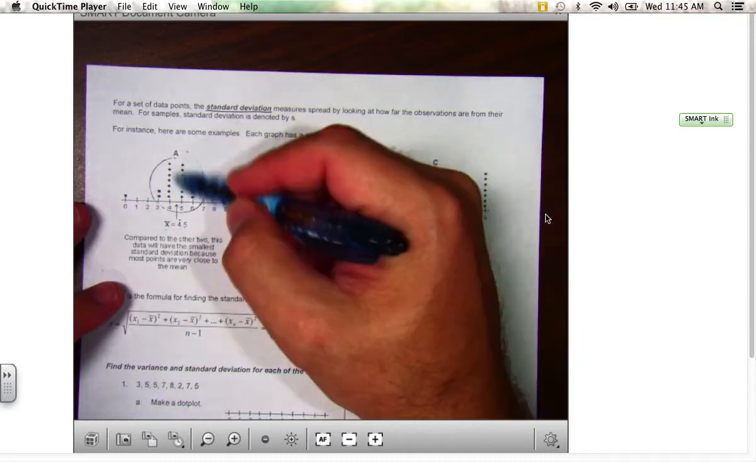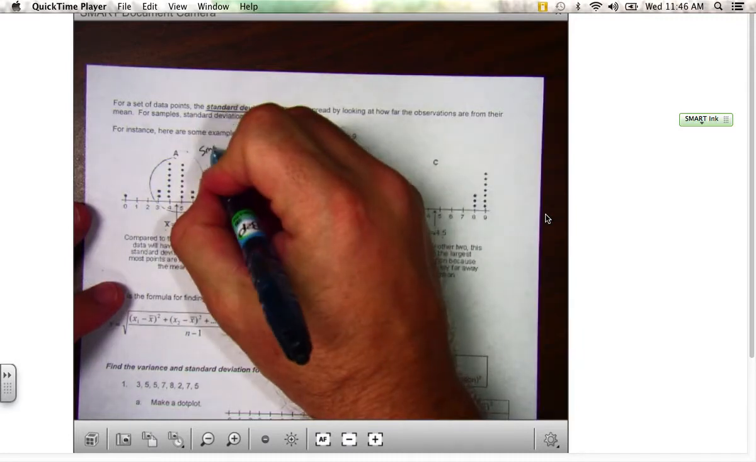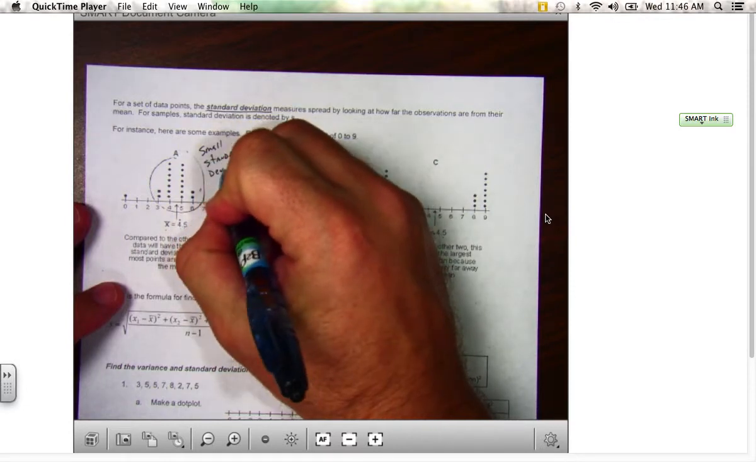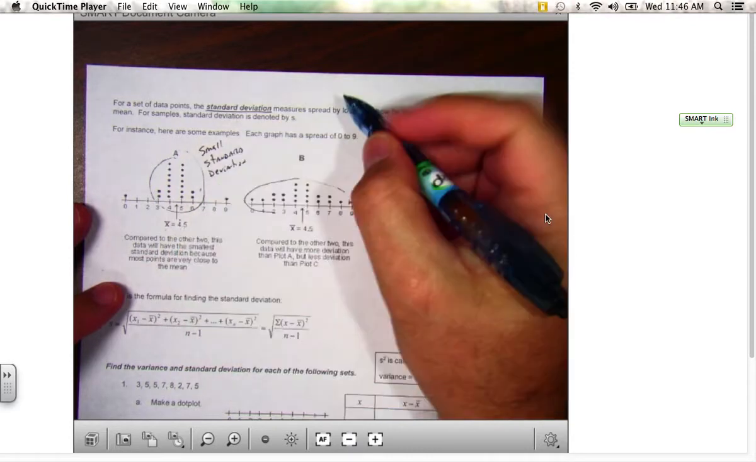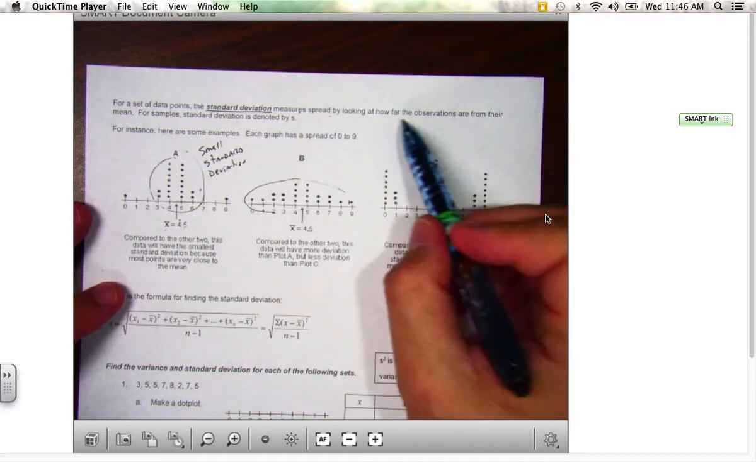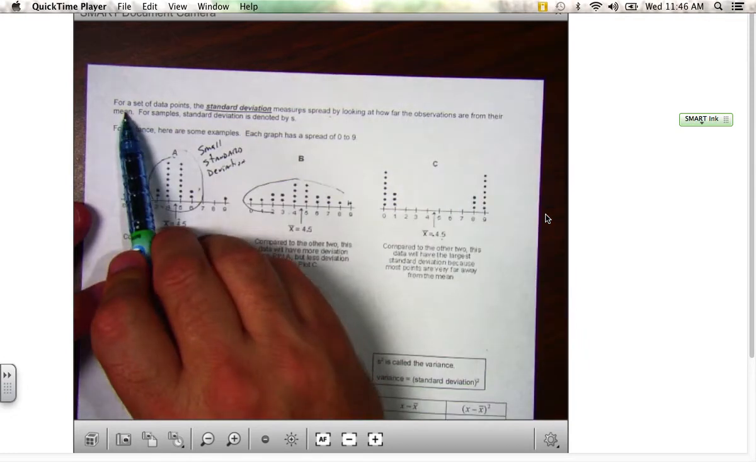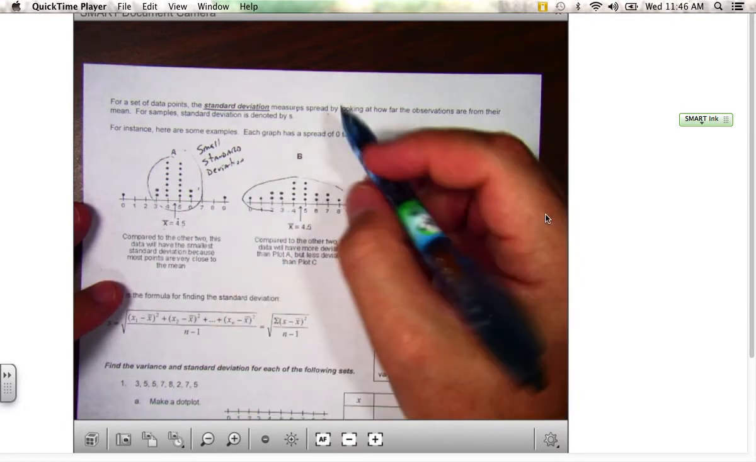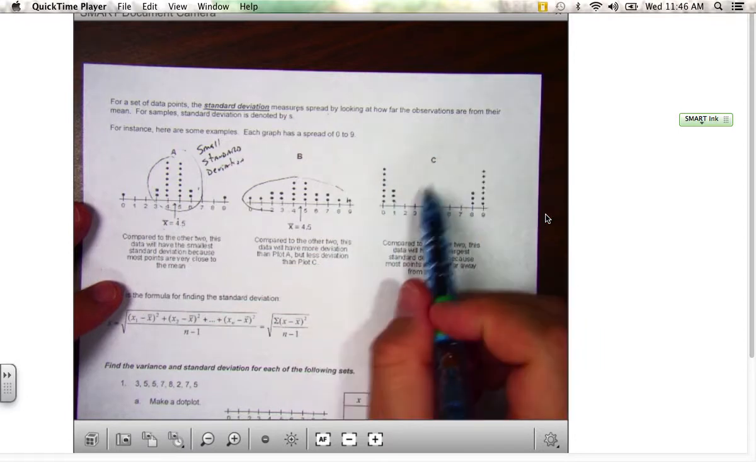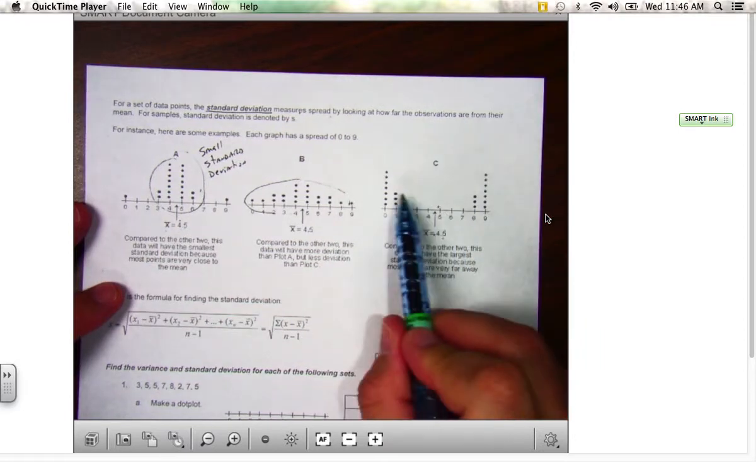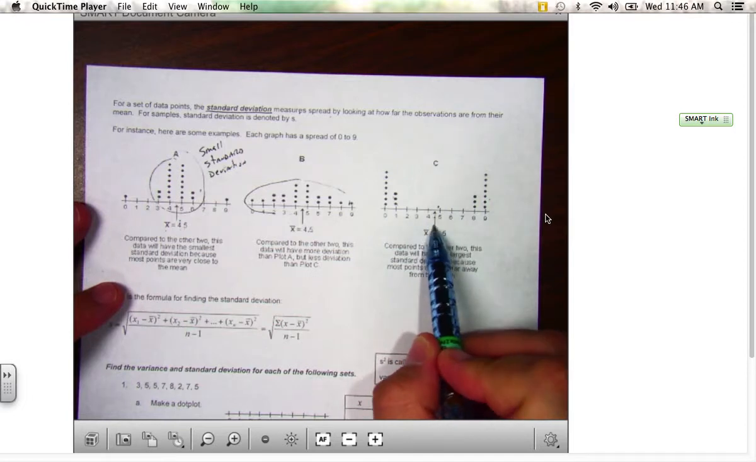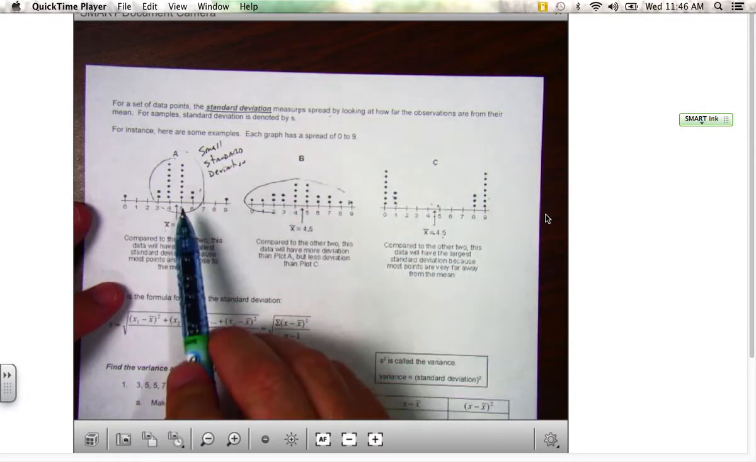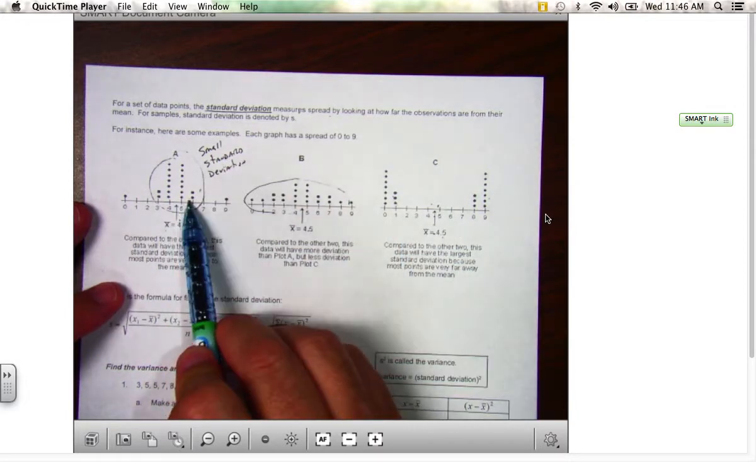Whenever you have data that's close together, you're going to have a small standard deviation. And remember, deviation basically measures the spread, the distance from the mean, from the average. As this data gets more spread out, the standard deviation gets larger. Out of all three, this one is going to be the largest because the data is the furthest from the mean. This data is still spread out, but its standard deviation is going to be less than C and more than A. And finally, A is going to have the smallest standard deviation.